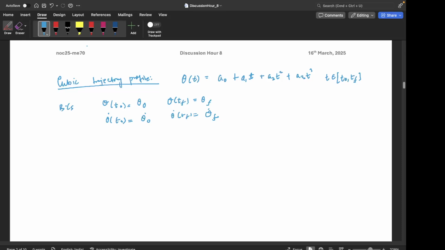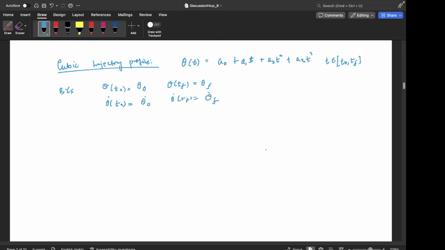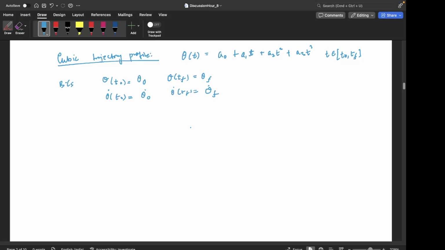Now many times theta dot 0 and theta dot f are kept as zeros, because often you want motions in which the joint starts from rest and then at the end of the motion goes back to rest. That is zero velocity. But we can derive the results for a general case. So basically we would write these conditions. First let's also write what theta dot t is. So theta dot t is a1 plus 2 a2 t plus 3 a3 t square.